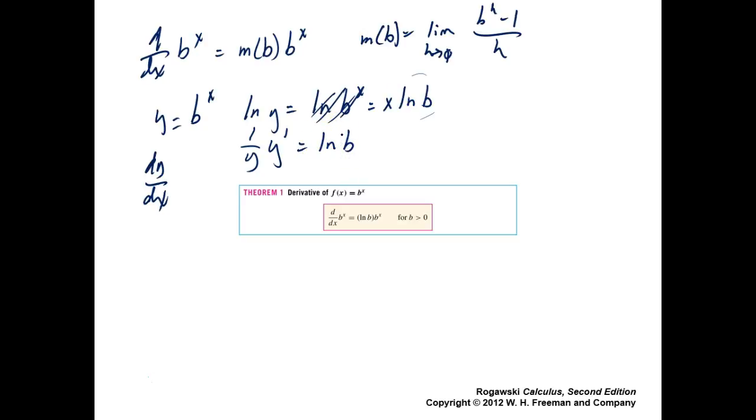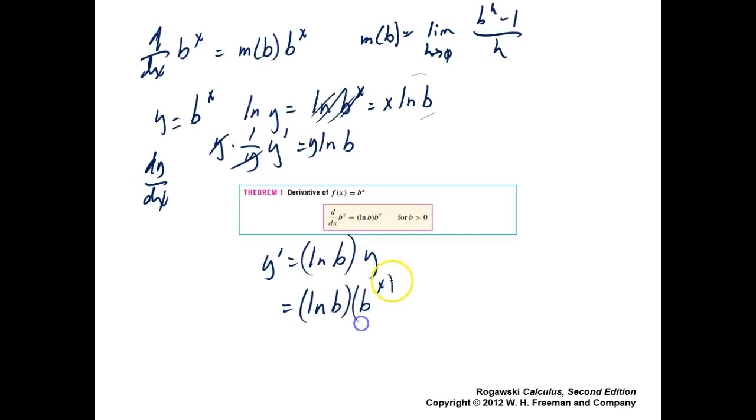And now we're really close. Multiply both sides of the equation by y. Get rid of it on this side, and you got y prime is equal to log b times y. Well, what's your y? y is b to the x. So this is log b times b to the x, because that was your y up here. And that's where we get theorem 1.